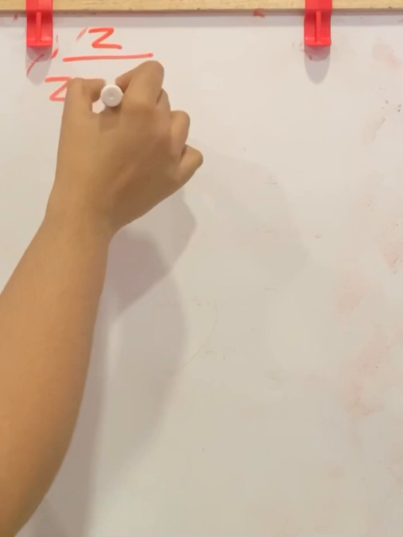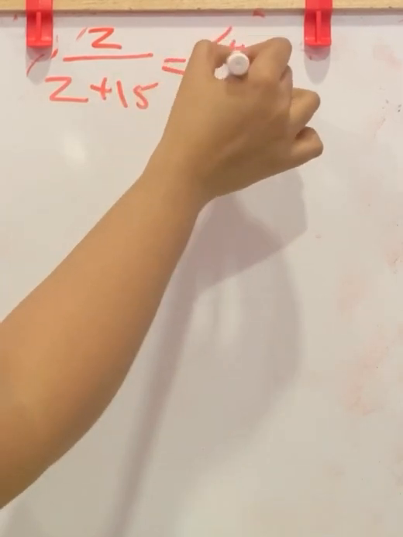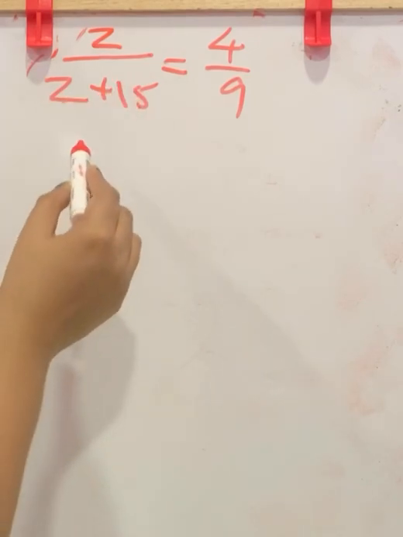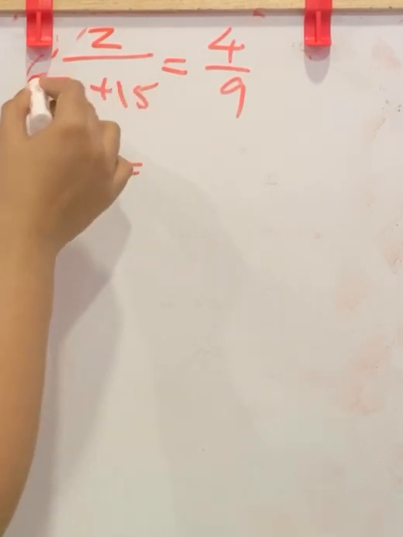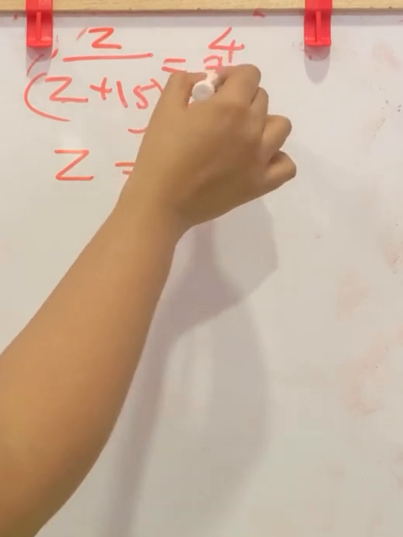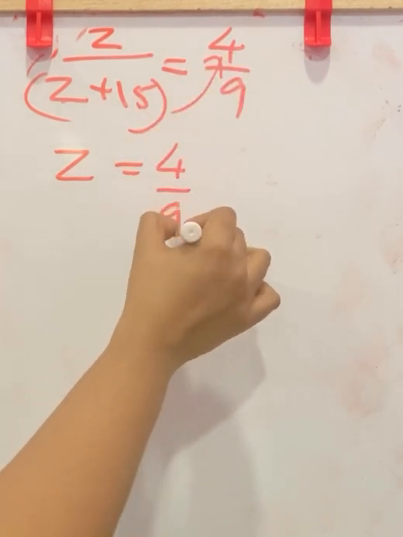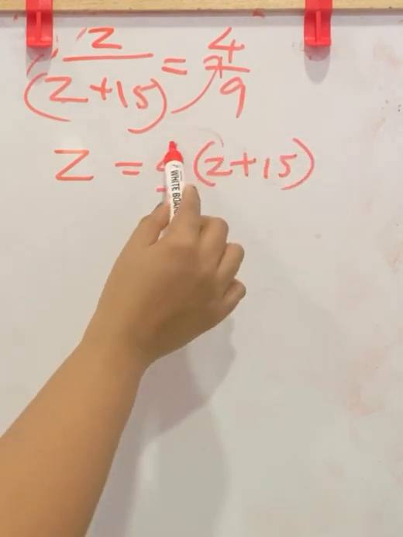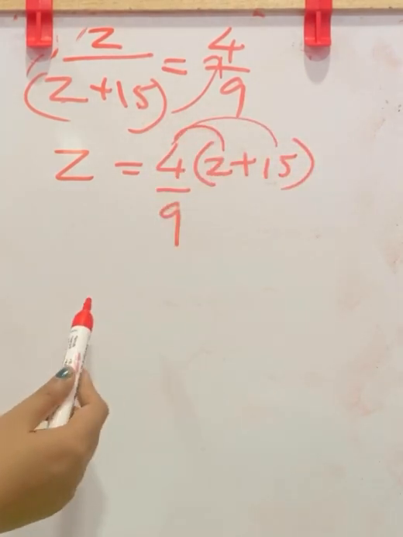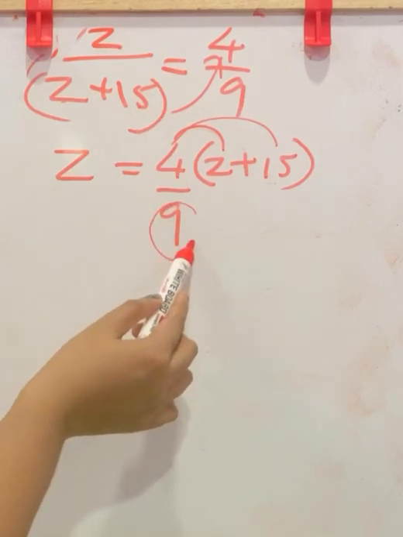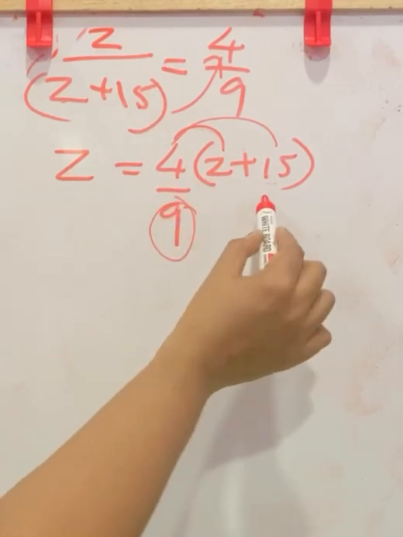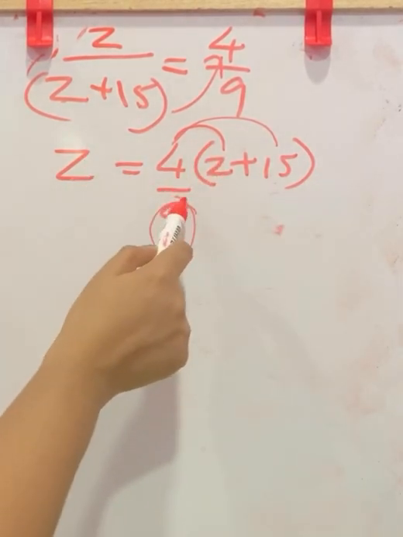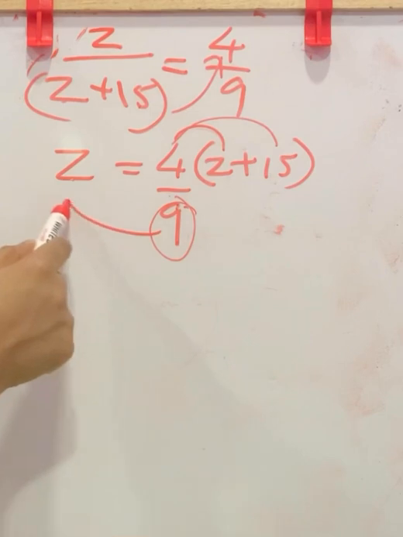Next, z by (z plus 15) equal to 4 by 9. Now we have z plus 15 here. So you want to take the whole z plus 15 to RHS. Then it becomes 4 by 9 into z plus 15. You want to open this bracket with distributivity. Before that, there is a 9 outside the bracket. If it was inside the bracket, you can't take it to LHS. Here it is outside the bracket. So you can take it to LHS.